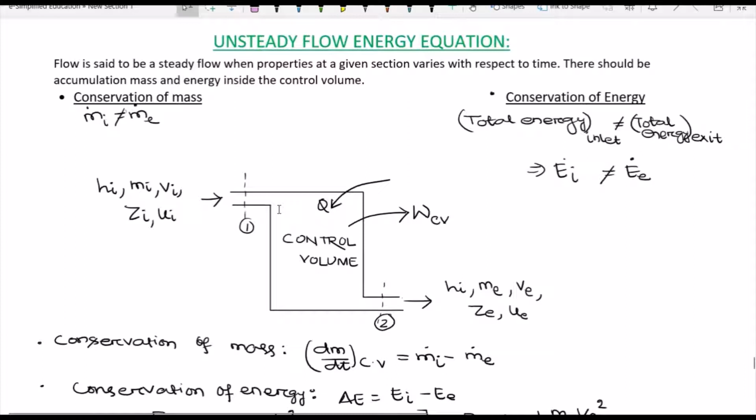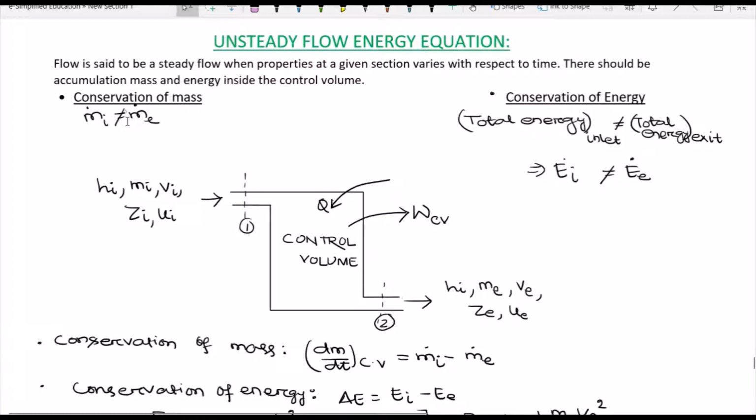Next, coming to the unsteady flow energy equation. I am now completing the steady flow. If the flow varies with respect to time, we call it unsteady flow. If the flow does not vary, we call it steady flow. That means the flow behavior changes, so there should be accumulation of mass and energy in the control volume. Whatever mass is entering, the mass exiting is not the same.